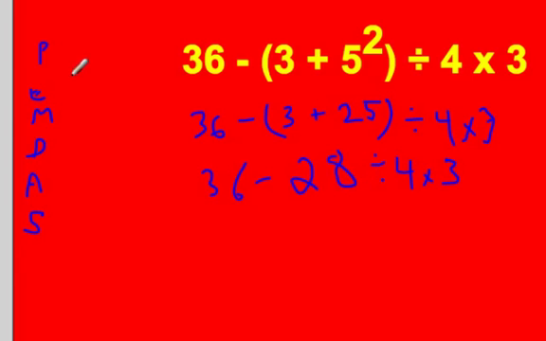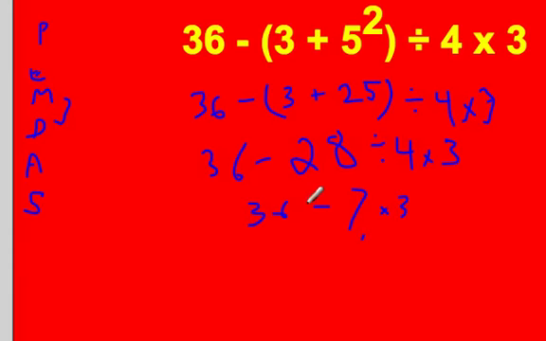So we've done P, that's gone. There's no exponents here. The next thing is the M. And there's also a D. Remember, you got to go left to right with multiplication and division. So what comes first here, left to right, it looks like it's division. So 28 divided by 4 is 7. Copy the rest. All right, now it's pretty straightforward.